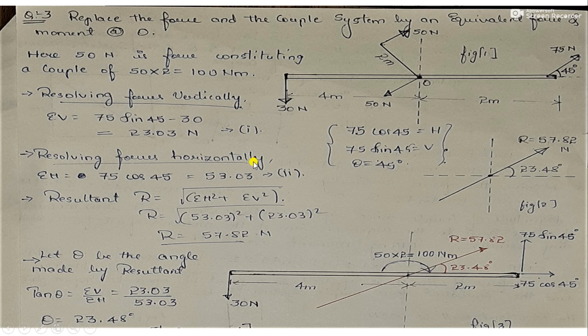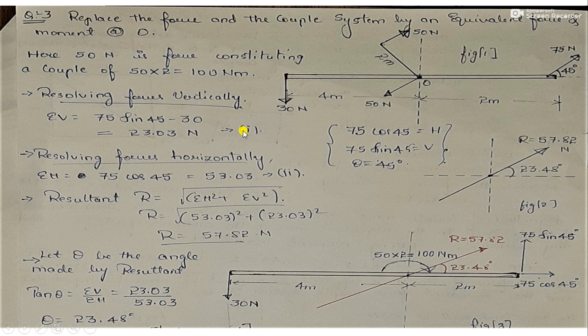When you do that, you will get resolving forces vertically, sigma V equals. Now what are all the vertical forces you have? You have two vertical forces. The vertical component of this inclined force, 75 sine 45, is one force. Another force is 30 newtons, which is acting downwards at point A. Sigma V is equal to 75 sine 45, this is plus because it is acting upwards, and minus 30 because it is acting downwards, and the total answer will be 23.03 newtons.